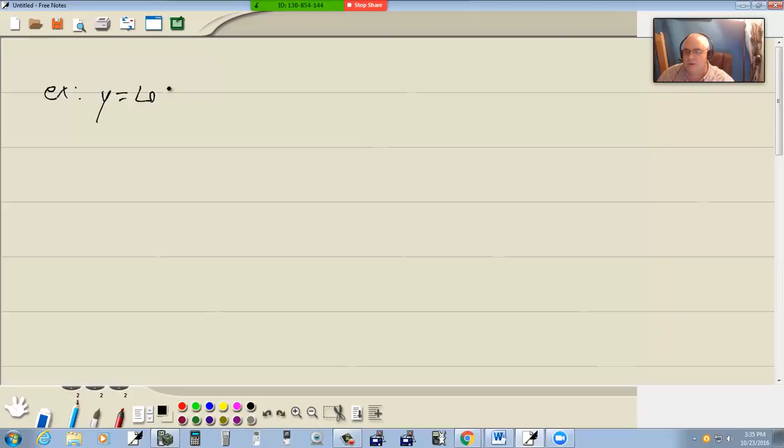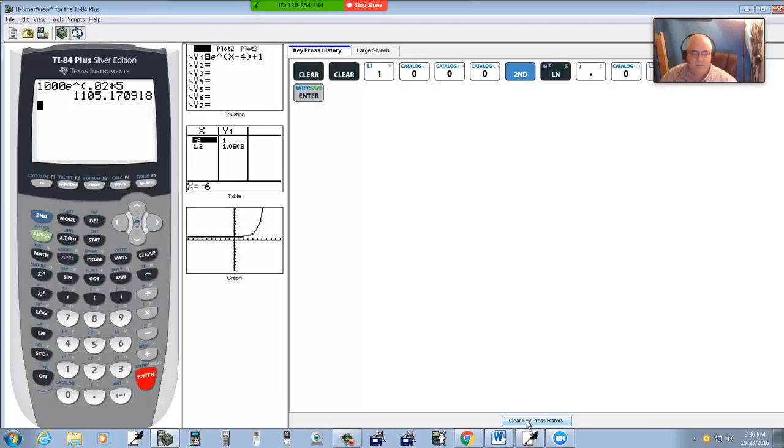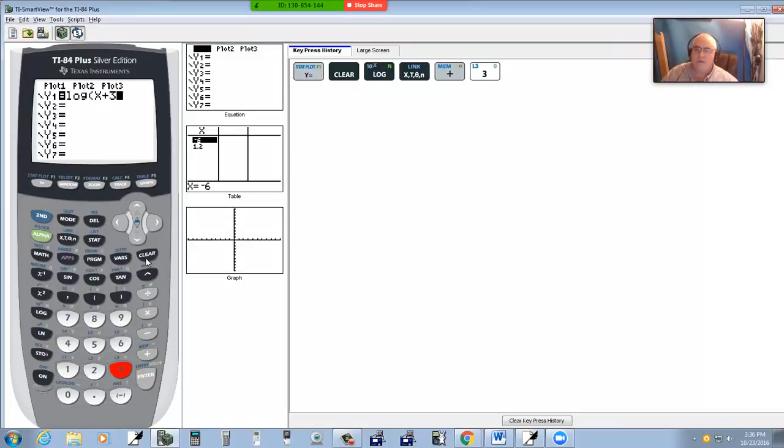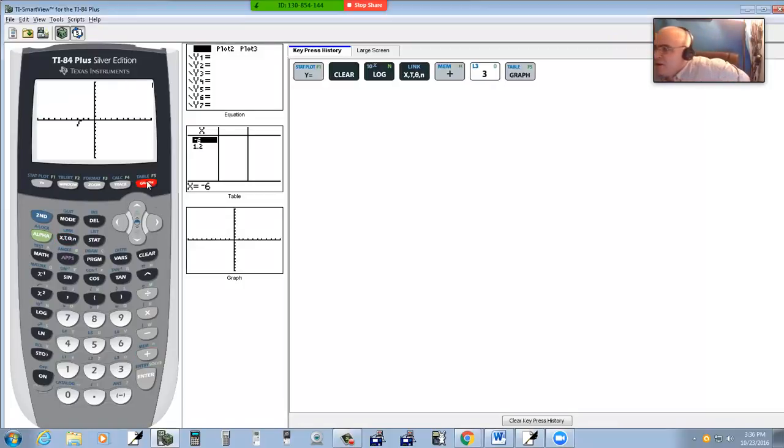Got y is equal to log x plus 3. Now notice that there's no number here, so the base is by default 10. That's one of our special bases, which works out well because we have a base 10 button. So if we go to y equals clear, where it says log to the left of the 7, that's base 10. So if I push that, it puts log on there, and then I want x plus 3.